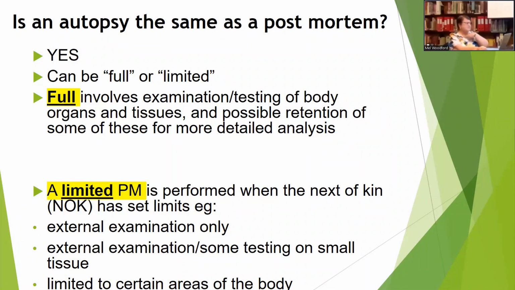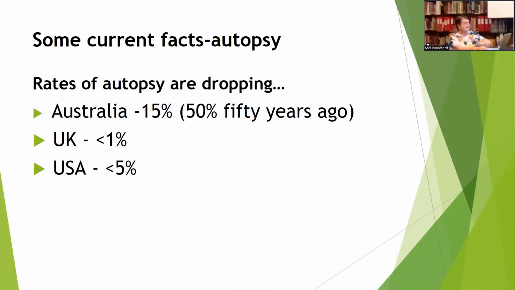And a limited post-mortem is performed when the next of kin has set limits. For example, they might just want an external examination or just some testing on a small amount of tissue, or limited to certain areas of the body. And just some current facts about autopsy.